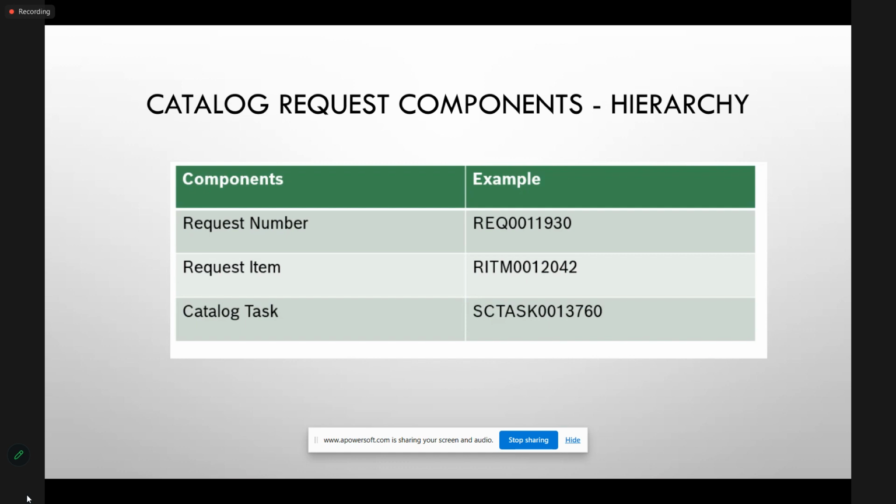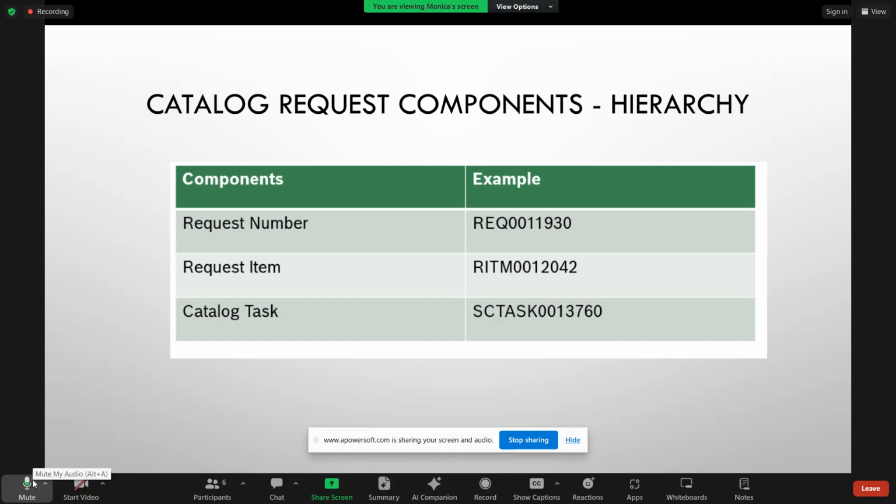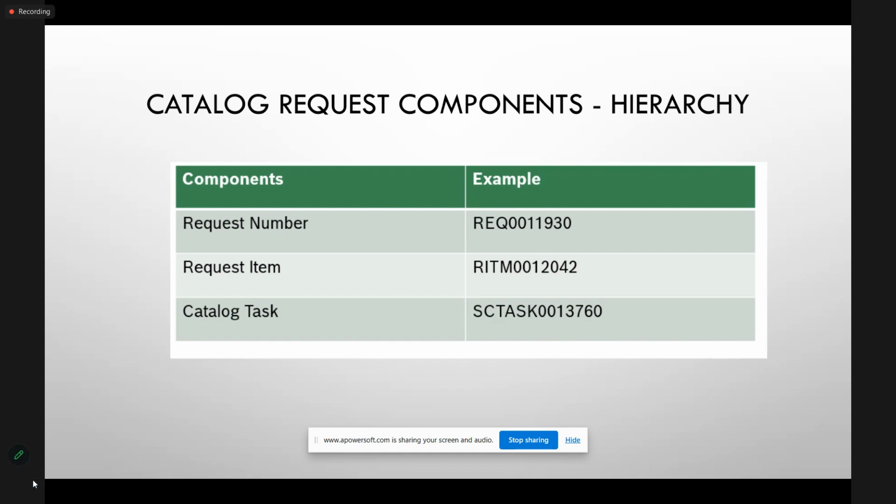Got it? Yes, ma'am. No, ma'am. Please explain again, please. Yeah. So REQ is in the first place, and that is the parent. RITM is the child for REQ. So under REQ there will be multiple RITMs, and under one RITM there will be multiple SC tasks. So REQ is the parent, RITM is the child for REQ, and then SC task is the child for RITM, and SC task is the grandchild for REQ.